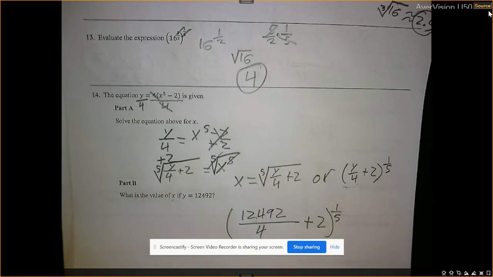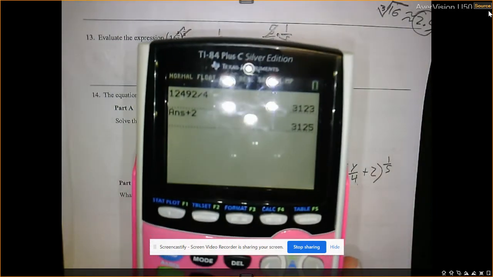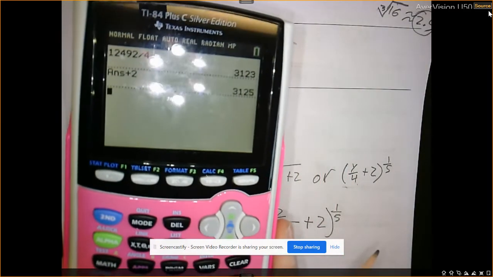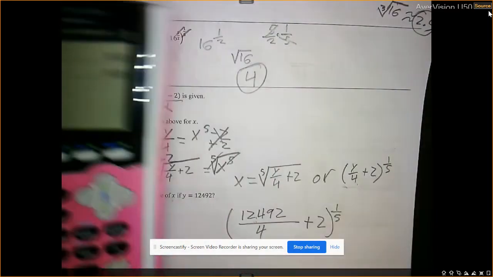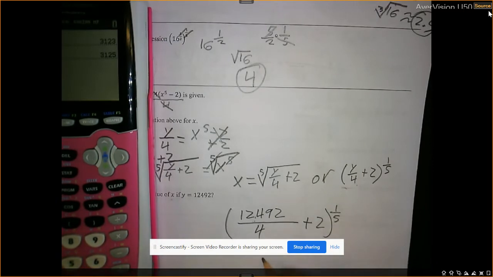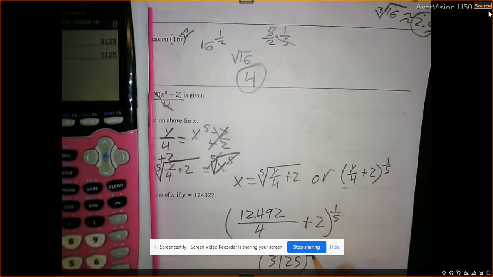12492 divided by 4, I get 3,123. And then I need to add 2 to that, so I go ahead and do that. I could be showing you what I'm doing in my calculator, but I'm talking through it. And now the last thing, right? I simplified everything in here. I get 3125. That's to the 1/5.